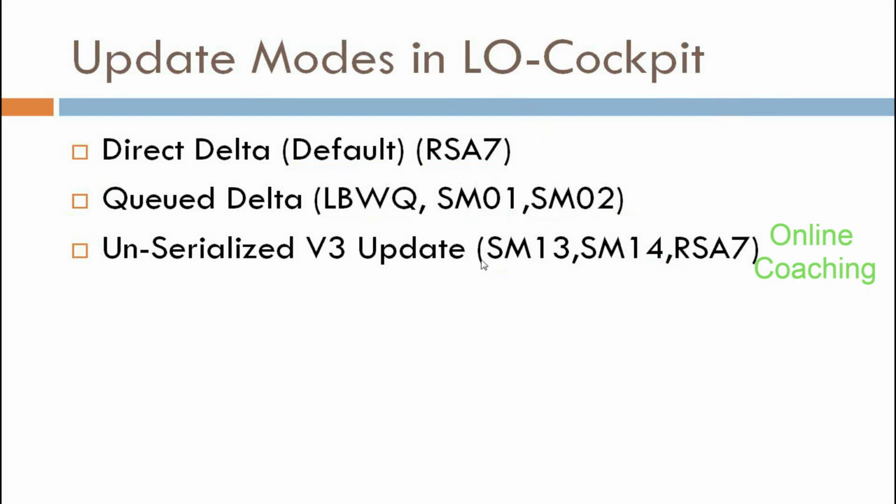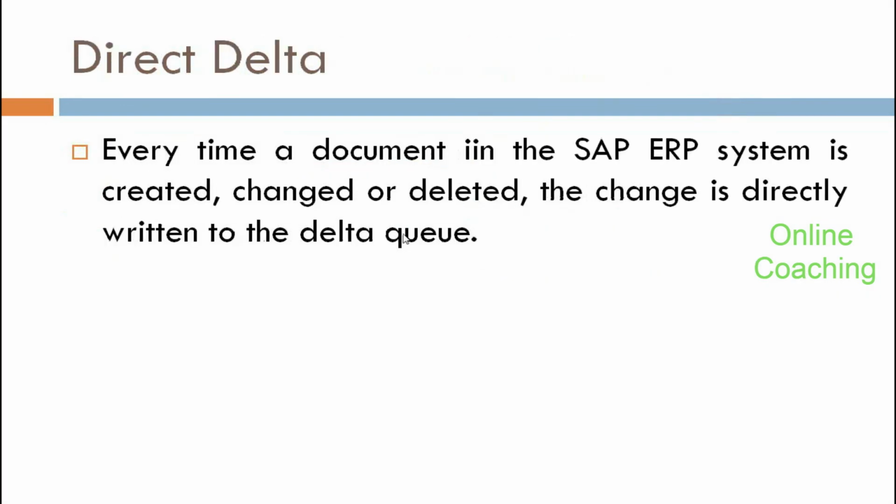Let's find out what each one is, one by one. First, direct delta. What is a direct delta? It's the default. Every time a document in the SAP ERP system is created, changed or deleted, the change is directly written to the delta queue. What is a delta queue? Transaction code. Raj.